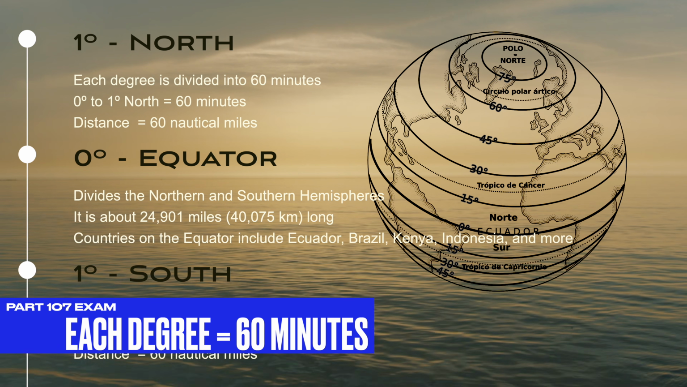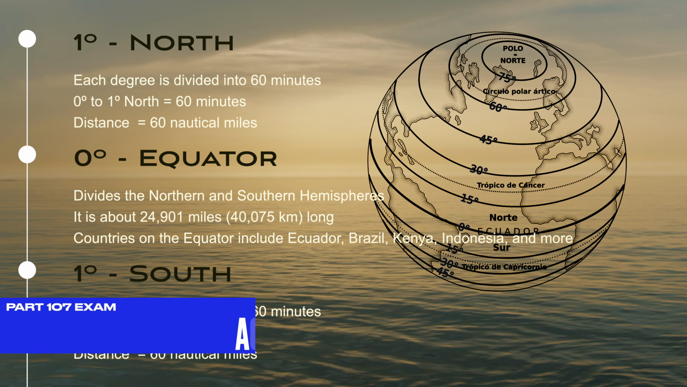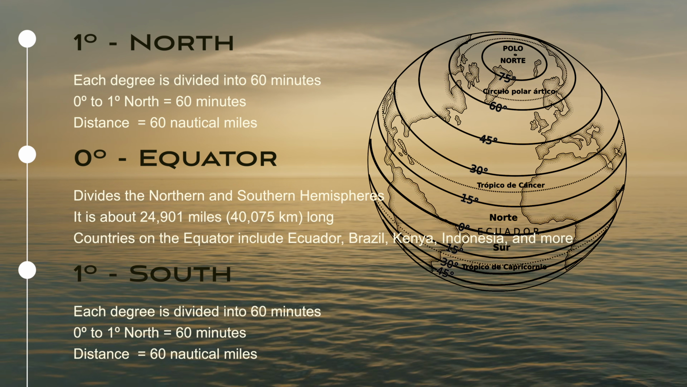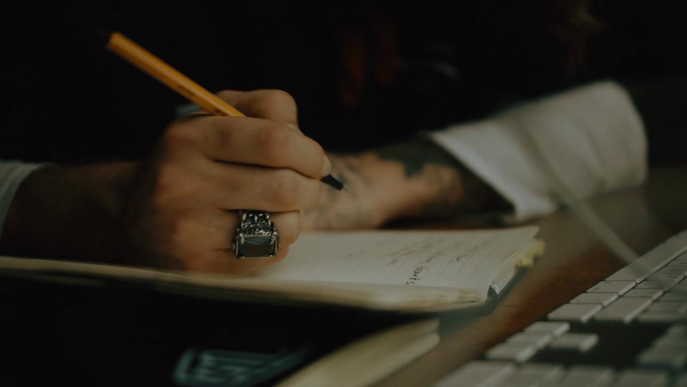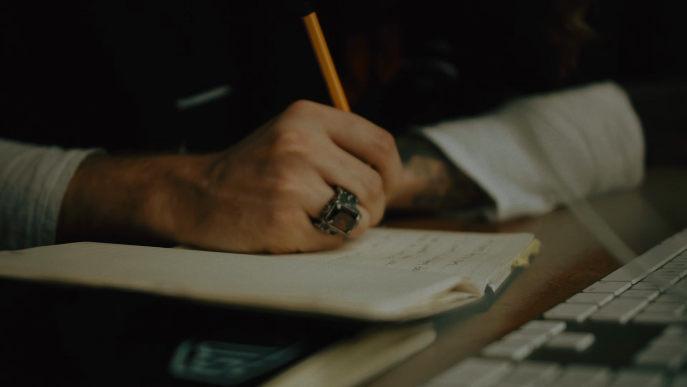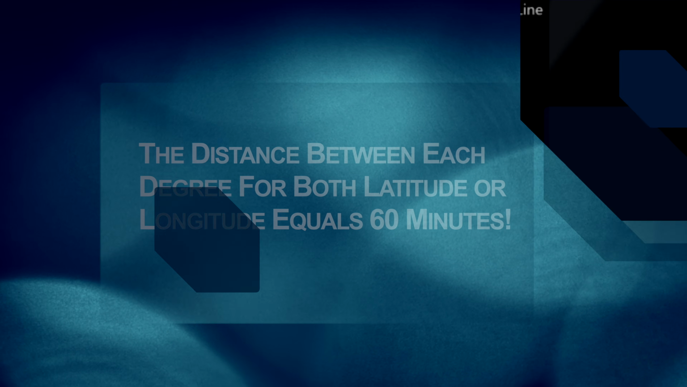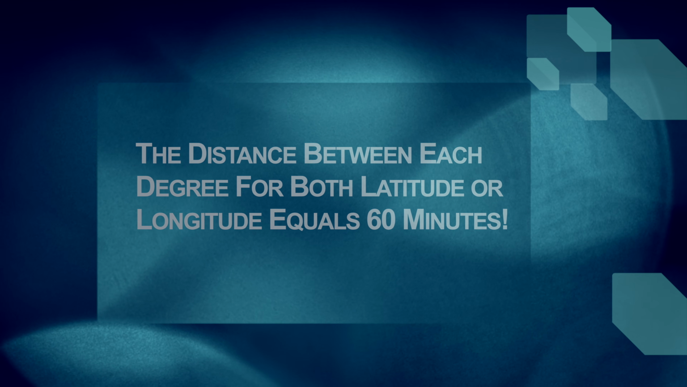And the reason I'm stressing minutes is because on the Part 107 exam, they will ask you to find the location based on a coordinate that is 30 minutes south and 60 minutes east. They will ask you those questions and you have to know how to find it. So write this down on a piece of paper now, or commit this to memory, whichever one suits you. The distance between each degree for latitude or longitude equals 60 minutes.